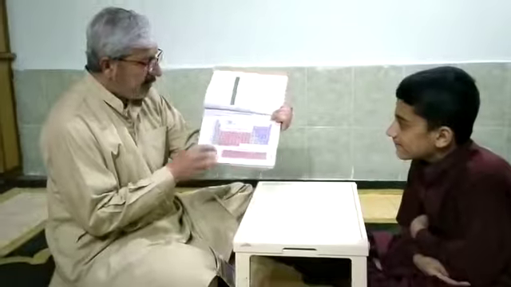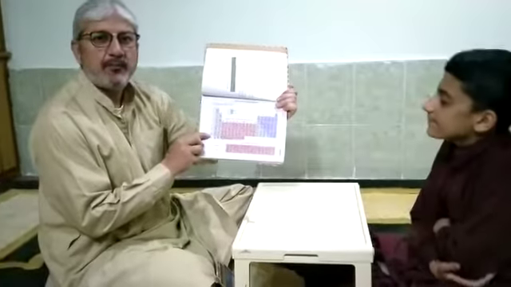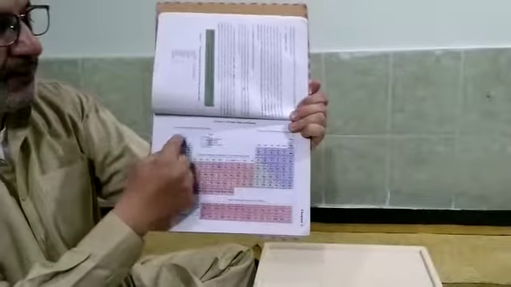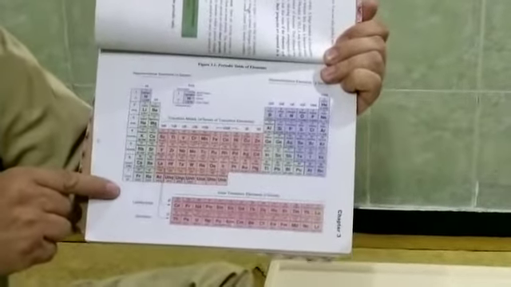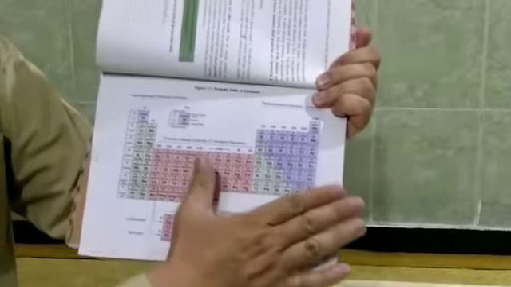Okay, now we have to understand the periodic table. As you can see, this is the periodic table and it is arranged in periods and groups. From top to bottom are the groups, and from left to right are the periods. There are 7 periods and 18 groups in a periodic table.